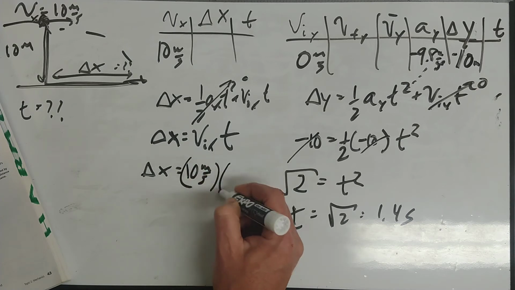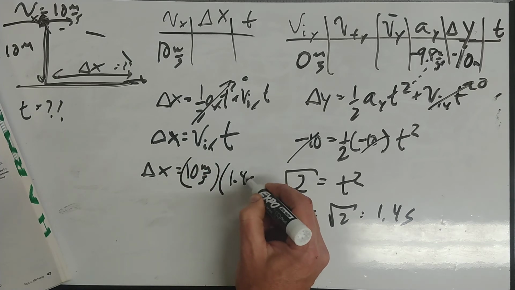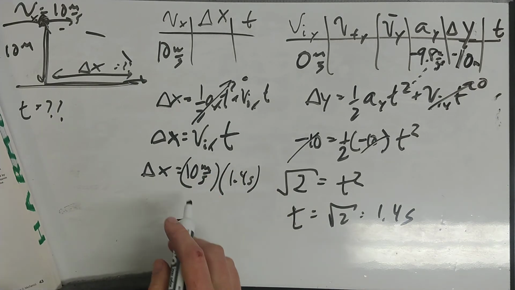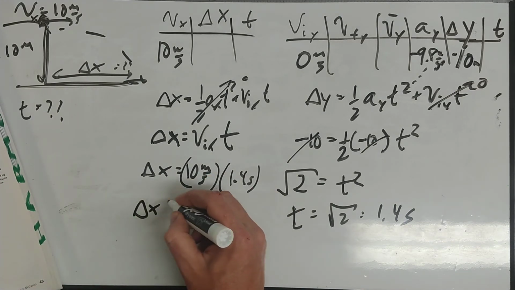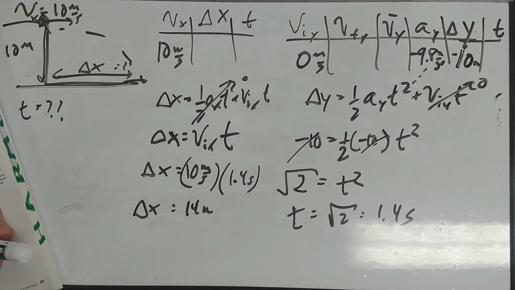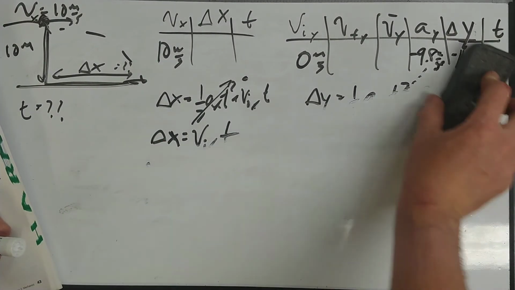I should have mentioned that air resistance is negligible in all these problems. So we do this: 10 times that equals delta x equals 14 meters. 10 meters per second is pretty fast, so landing 14 meters from the edge of the cliff is reasonable. A couple other things to note here. That's the basic calculation you always have to do.